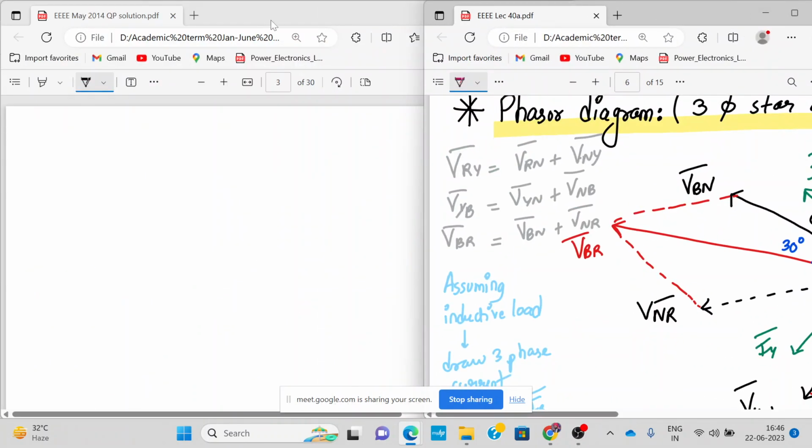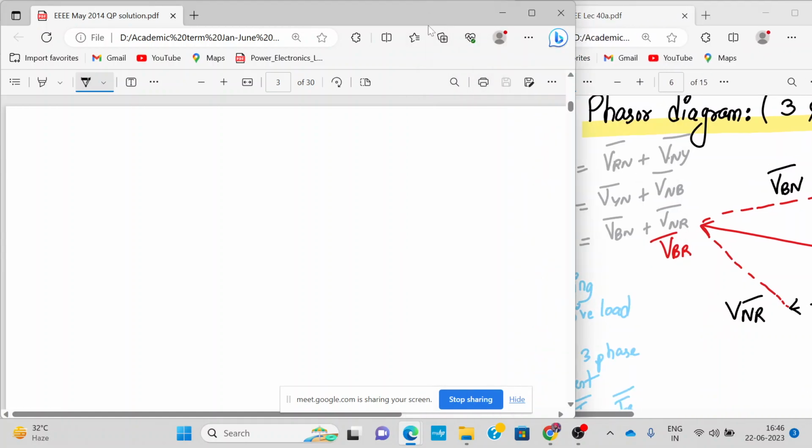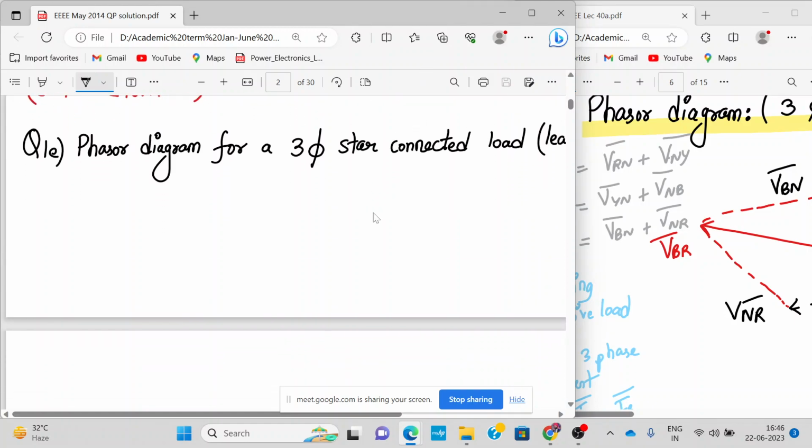How to start? First of all, write down these relations, so kindly write them down in your books. This will take some extra time because we are considering a detailed diagram, but it's fine, I'll help you out. This is for a star connected load, remember. Similarly, we have a delta connected load also.